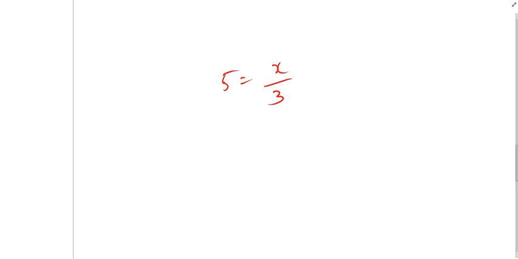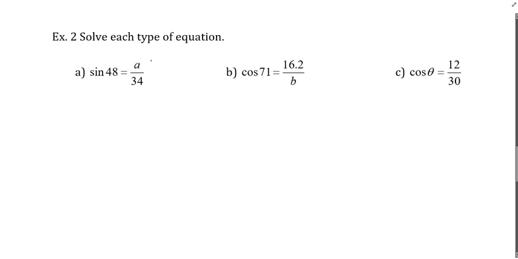If I come off to the side here, this is like if I had 5 equals x over 3. How would I solve that? Multiply both sides by 3 to isolate x. Does that make sense? So that's exactly what we're going to do here. We're going to multiply both sides by 34, and the 34s divide to 1. So I end up with 34 sine 48 equals A.